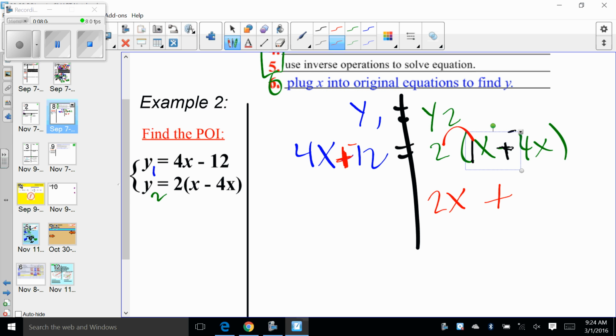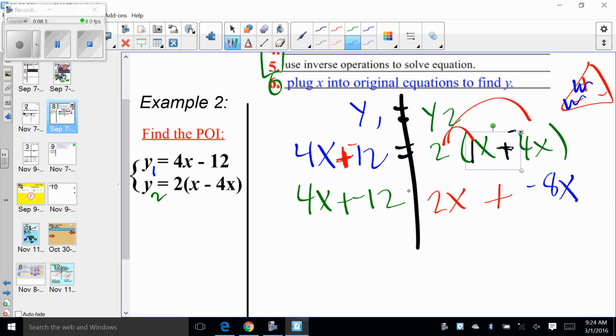Pull down the sign, distribute again, which is 2 times negative 4. There's a triangle problem there. Positive 2 times negative 4 is negative 8. Reattach the variable x. Working left to right, then we get 4x plus negative 12 equals 2x plus negative 8x.